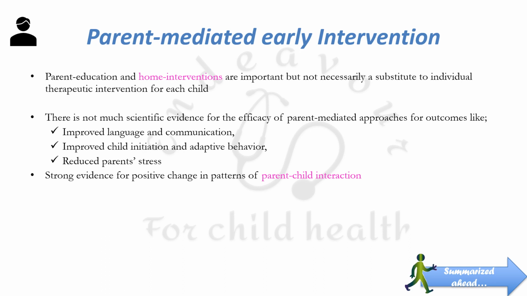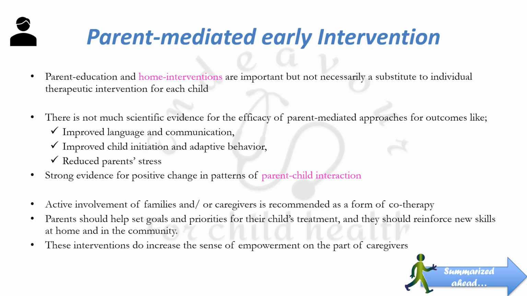There is not much scientific evidence for outcomes like improved language and communication, improved child initiation and adaptive behavior, and reduced parent stress if we do only parent-mediated intervention. But there is strong evidence for positive change in patterns of parent-child interaction. Active involvement of families or caregivers is therefore recommended as part of co-therapy. Parents should help set goals and priorities for the child's treatment and should reinforce new skills at home and in the community when they take the child with them. These interventions also increase a sense of empowerment on the part of the parents.